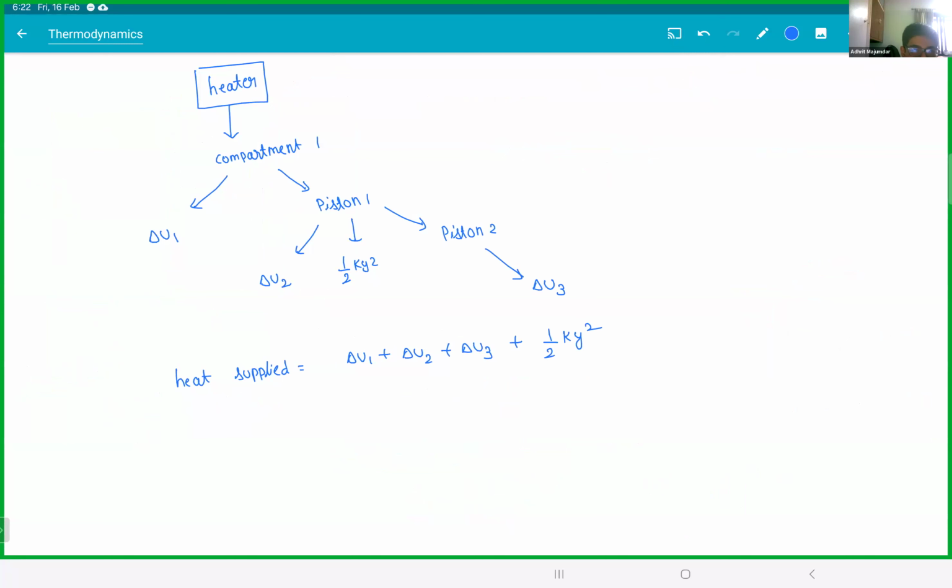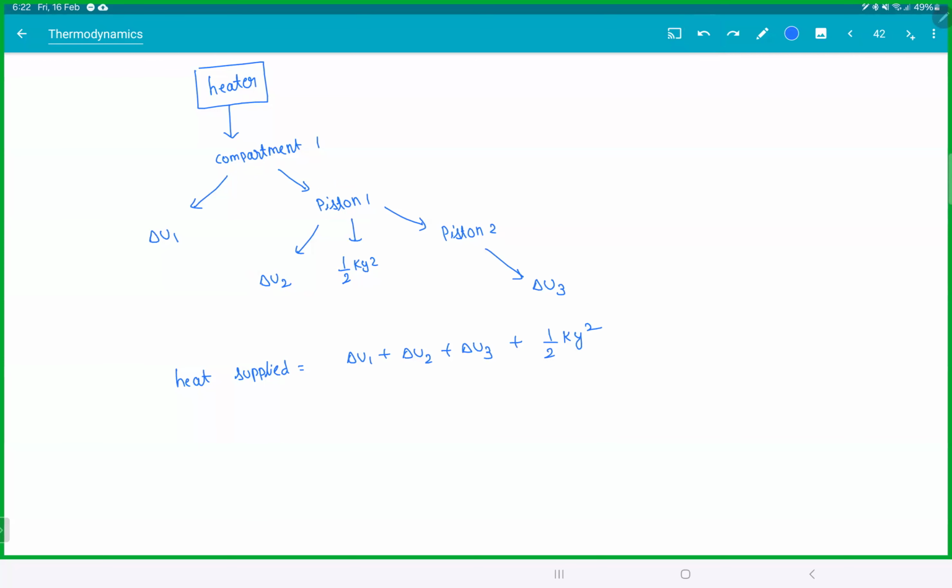Some of it will go in potential energy of the spring. Okay, so that is this only, no? So you should not add any work in the middle. That's what I was saying. Whatever work you done on the piston 1, that itself becomes internal energy and spring energy. So it's not like spring is separate, work is separate.